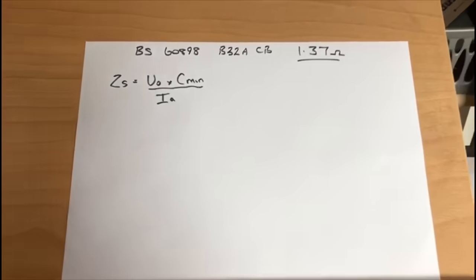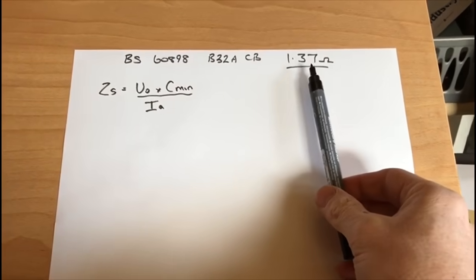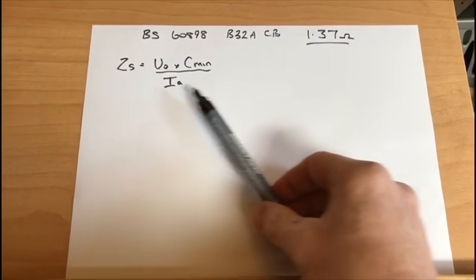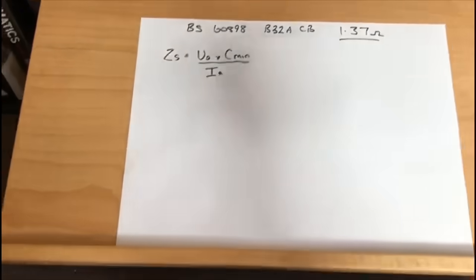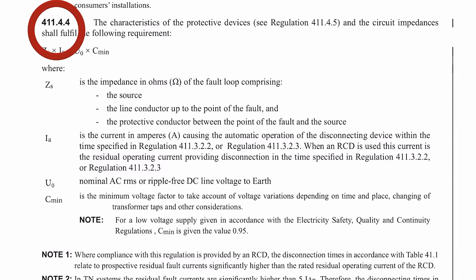So we're going to concentrate now on the 32 amp circuit breaker. We know that the 100% value is 1.37 ohms. Now we need to look at this equation here. This equation can be found on page 60 of the regs, in particular on regulation 411.4.4, and that's ZS times IA is less than or equal to nominal voltage times C min.